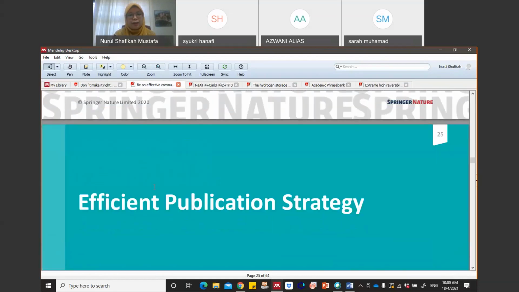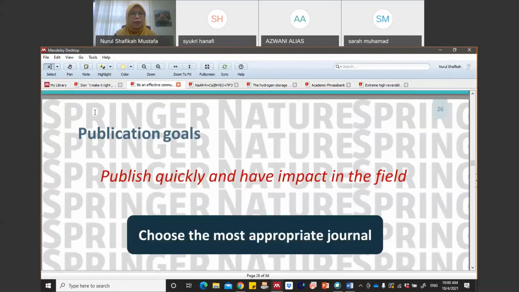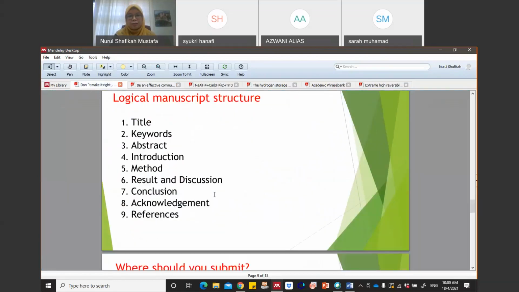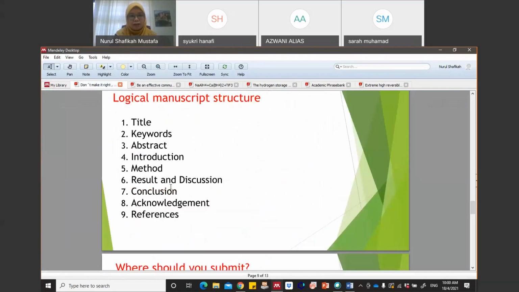Okay, another one is efficient publication strategy. After you have finished writing everything, okay, for example the conclusion, results and discussion, you have explained the introduction and method. What must be in the method, what must be in the results and discussion, and the conclusion.